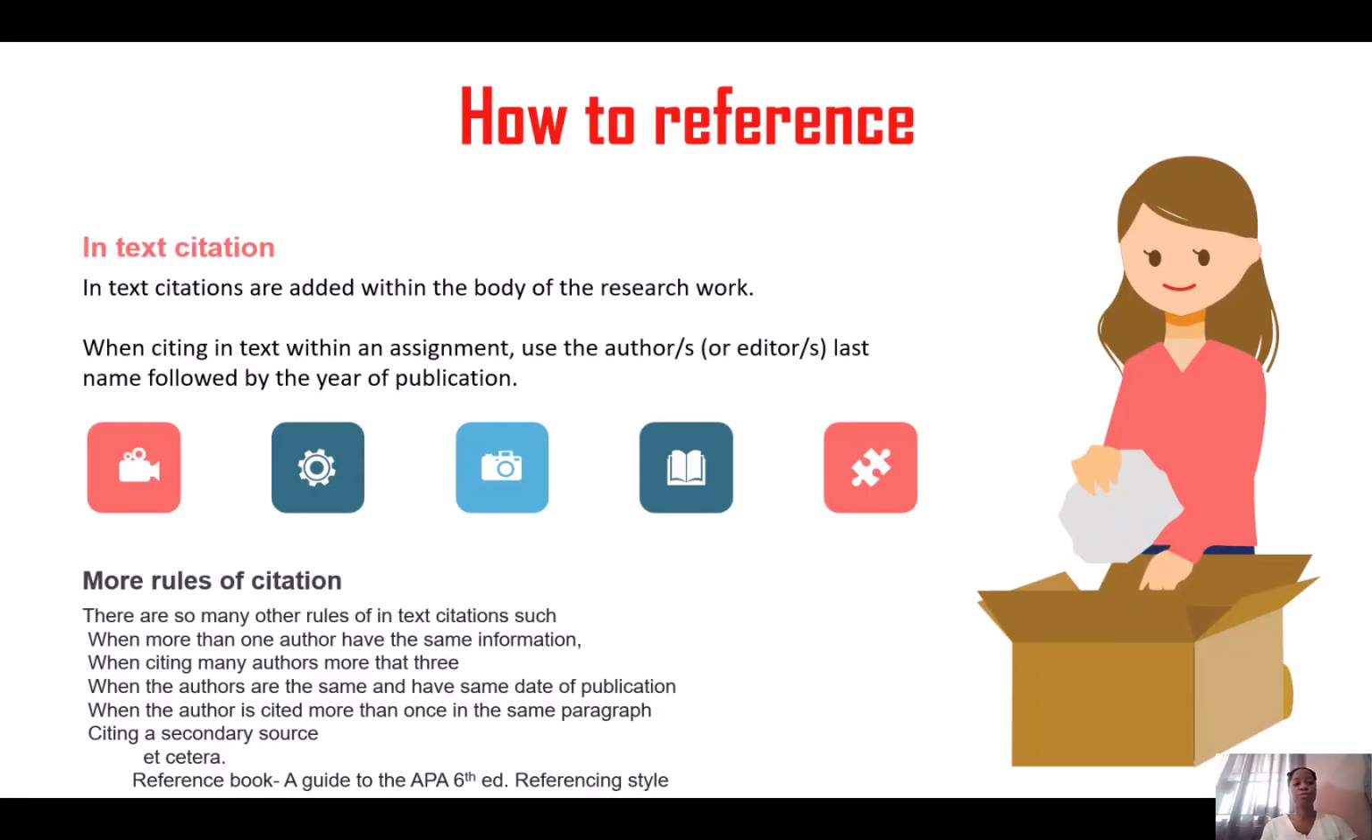So how to reference? We have in-text citation. In-text citation is when you're writing the body of your work and you're citing or quoting someone's words by putting their name there and the year of publication. That's in-text citing, like you're citing it within the text. So in-text citations are added within the body of the research work.